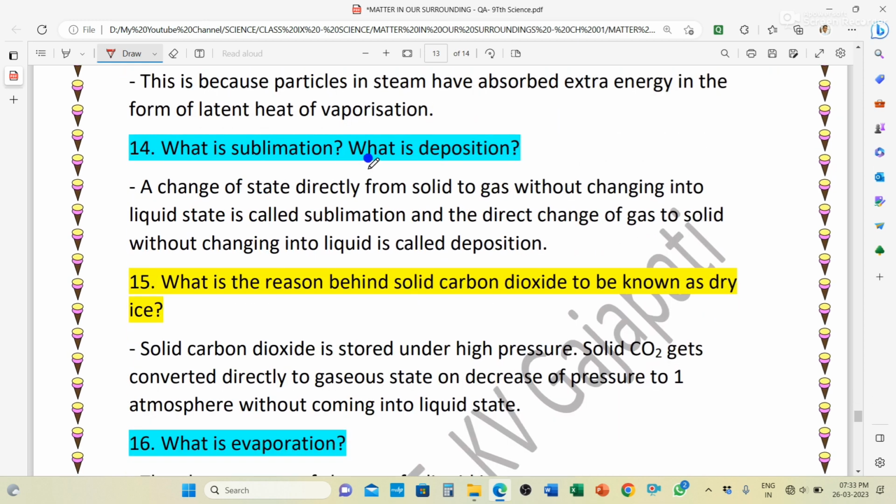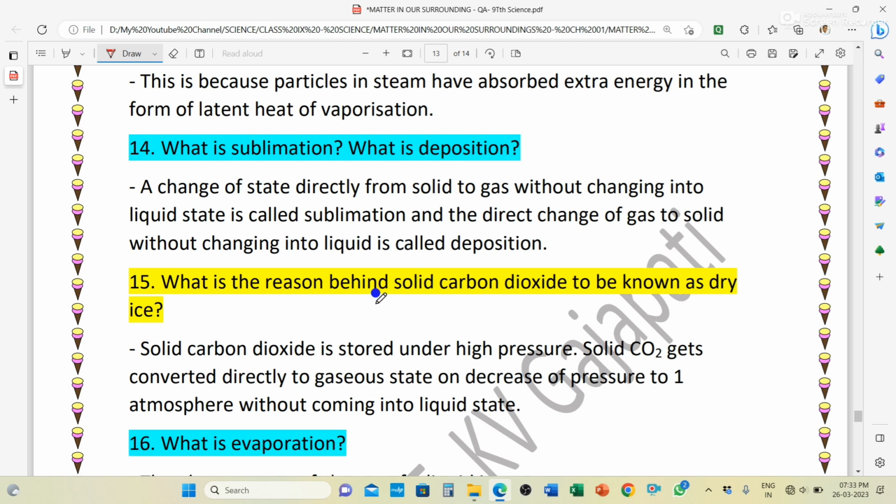What is sublimation? What is deposition? A change of state directly from solid to gas without changing into liquid state is called sublimation, and the direct change of gas to solid without changing into liquid is called deposition. That means sublimation is the opposite of deposition.